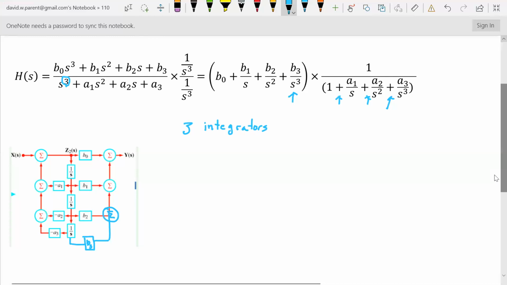You can use 1 summer, which means 1 op amp. So I'm just going to say 1 summer for the bs, okay, which is 1 op amp. 3 integrators, 1, 2, 3. That means 3 op amps.